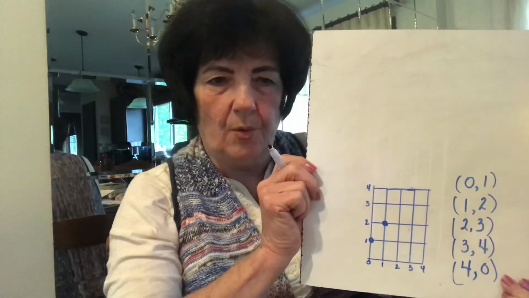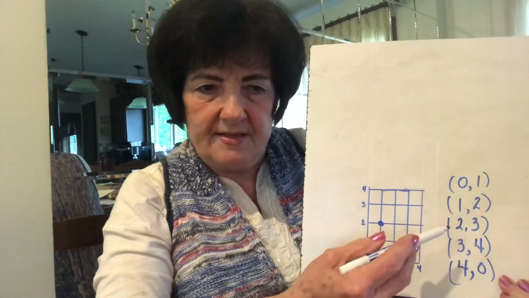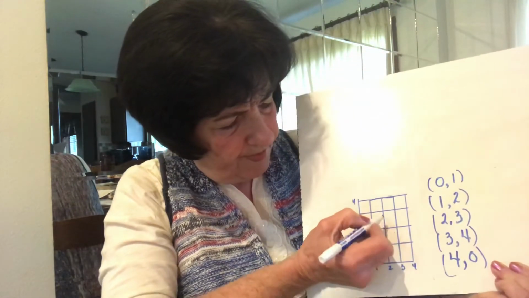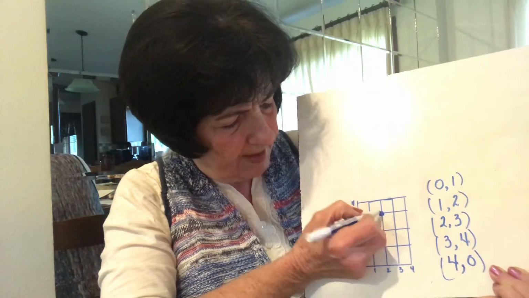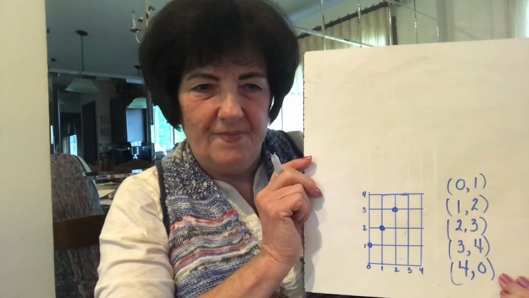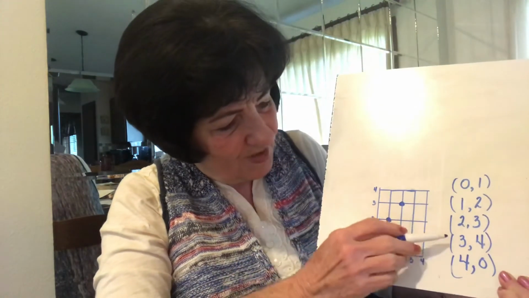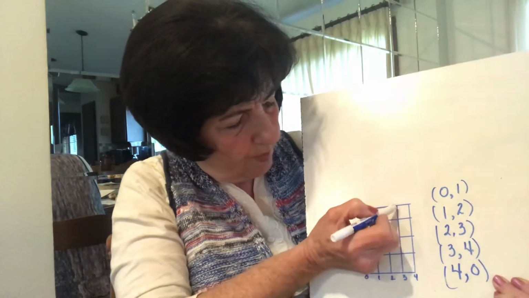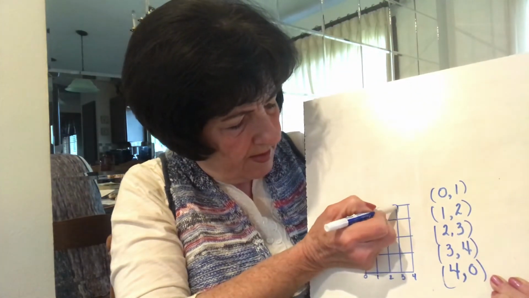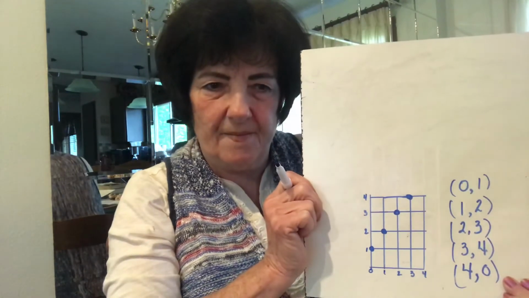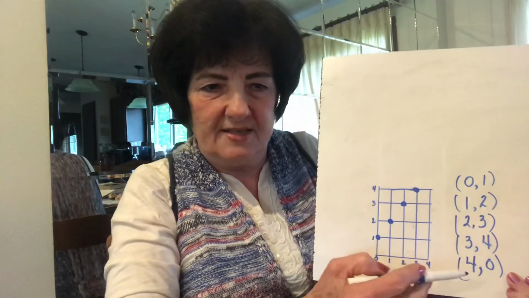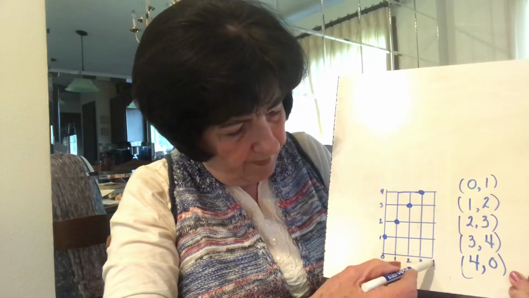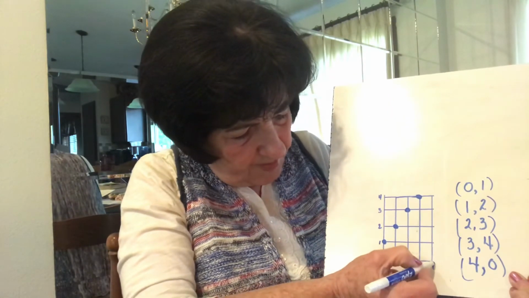Okay, so we have 2 points. Now it says go over 2 and up 3. So over 2, up 3, and there's that point right there. And then it says go over 3 and up 4. So there's my 3, and up to 4. And there's my point there. I have one more. It says go over 0. No, it doesn't. It says go over 4 and up 0. So that would be right here.